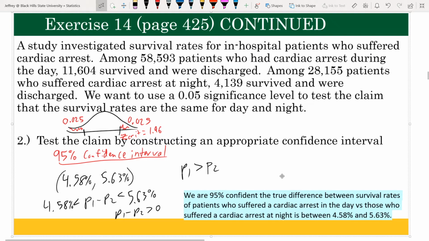So we are 95% confident the true difference between survival rates of patients who suffered a cardiac arrest in the day versus those who suffered a cardiac arrest at night is between 4.58% and 5.63%. So it basically appears that those who suffered a cardiac arrest in the day have a slightly higher chance of survival than those who suffered at night.